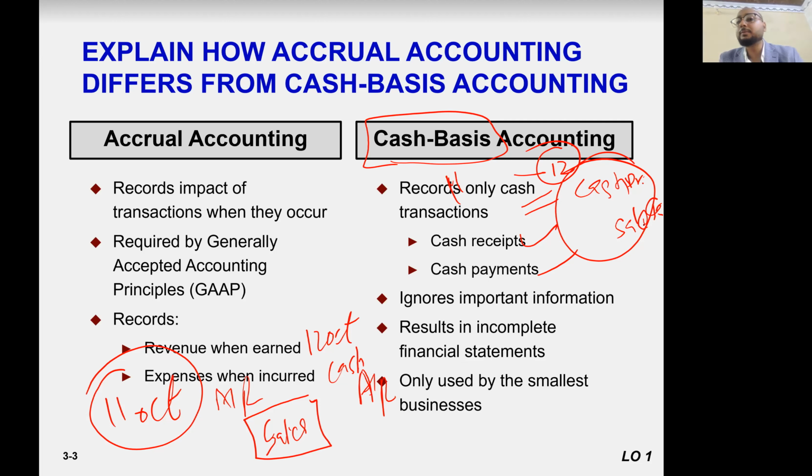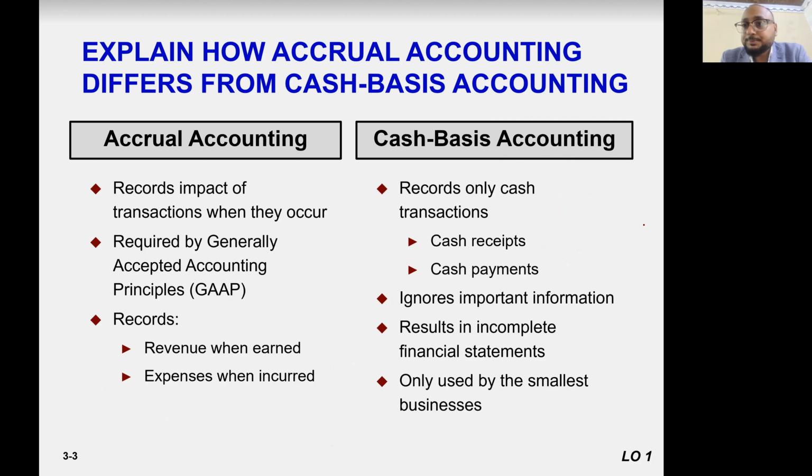So what is the problem with cash basis accounting? It is not practical. Why? Because credit is a part of normal day-to-day business, right? So many things you are purchasing on credit, many suppliers are giving you on credit, many customers are receiving our services on credit and they will be paying you later. So there is a chain reaction.